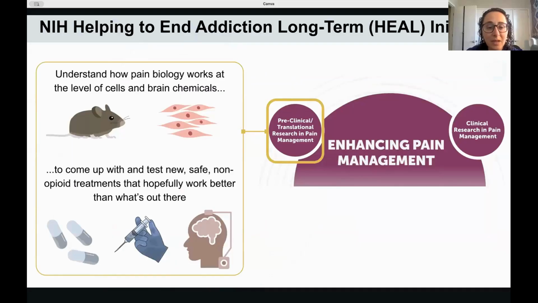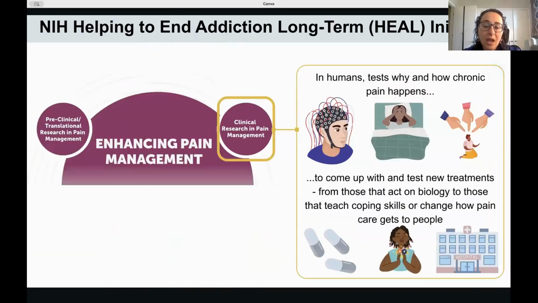Next slide, please. So the first arm of where the HEAL initiative was funding research was in the preclinical and translational space, which Janelle just explained. And really these grants were focused on understanding how pain biology works at the levels of the cells and brain chemicals, and to come up with tests for new, safe, and non-opioid treatments that hopefully would work better than what was already out there.